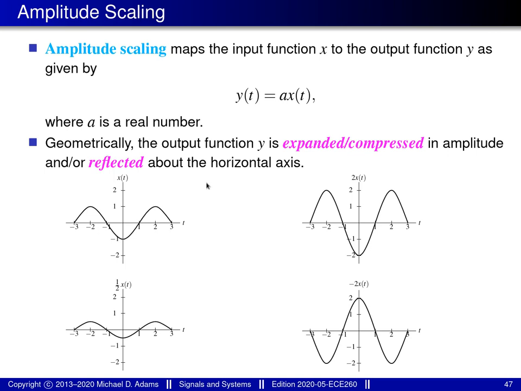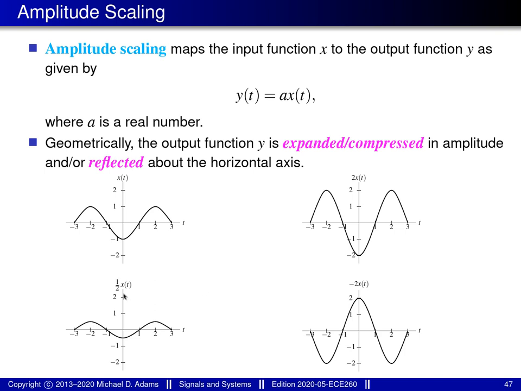Geometrically, in terms of the effect this has on the graph of the function, it affects the vertical scale of the graph. It can either expand or compress the function vertically, and it may also reflect the function if the scale factor is negative. As an example, in the top left graph on this slide, I have a function x, and the three remaining graphs are various amplitude scaled versions of x. In this case, we're multiplying x by a factor of 2. You can see the function gets stretched vertically by a factor of 2 compared to the original graph of x.